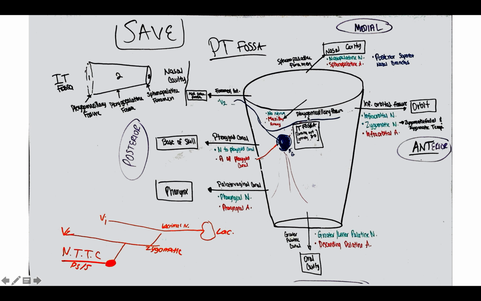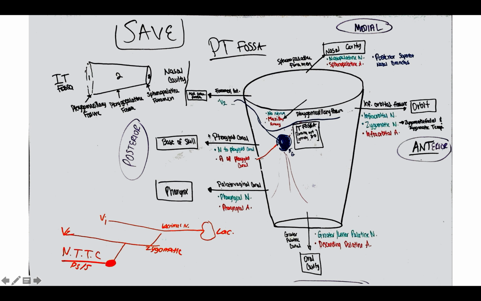So sometimes it's easy because the names are very similar. Like in the anterior, it's inferior orbital fissure. Well, we've got infraorbital nerve and artery. Okay, posterior, we've got 3 openings. So the top opening is through the foramen rotundum, and that's where V2 goes through.